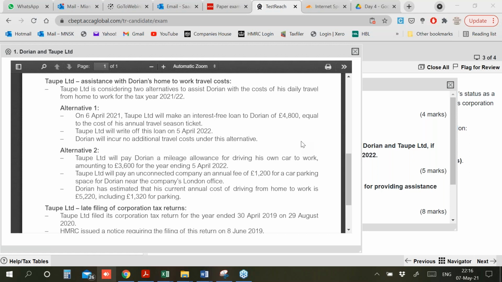So guys, which alternative will result in the lower cost? One or two? I have shown you the answers of both. In one option it is 1812, and in the other option it is around 1000. So alternative one will cost him the lesser.